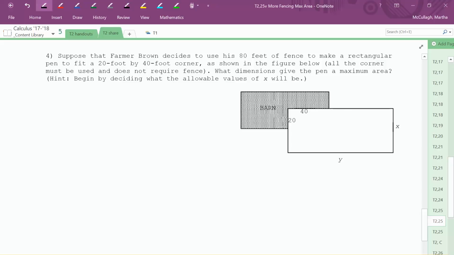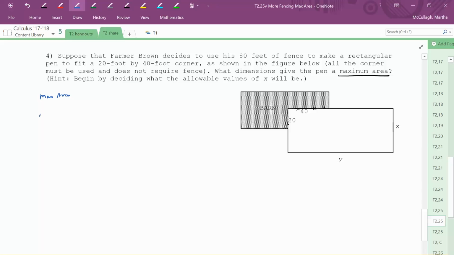So the barn has been built with its notch cut out of it, and he wants the pen to come out from that. So perhaps he has some gateways coming out from the side of the barn, some barn doors. And along the barn isn't going to require a fence. So what dimensions give the pen the maximum area? So again, we're going to be maximizing area. So max area.